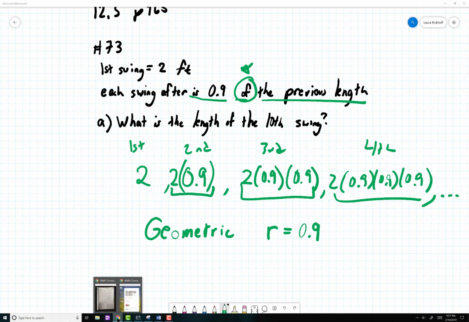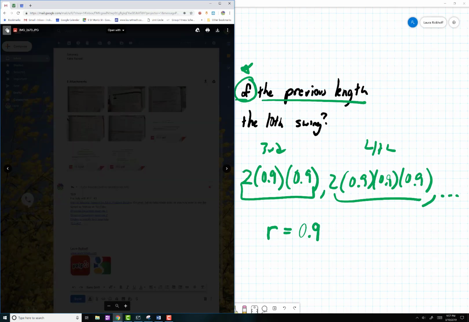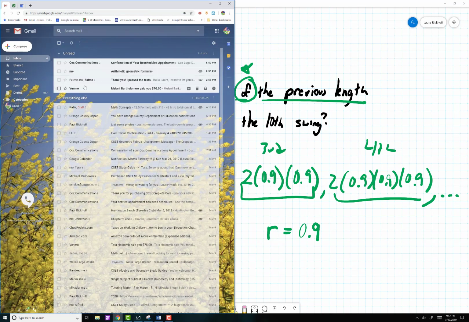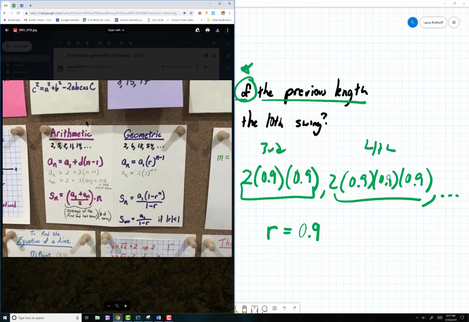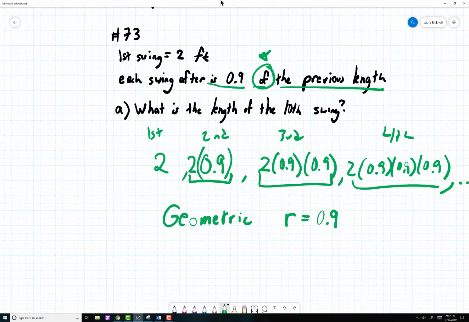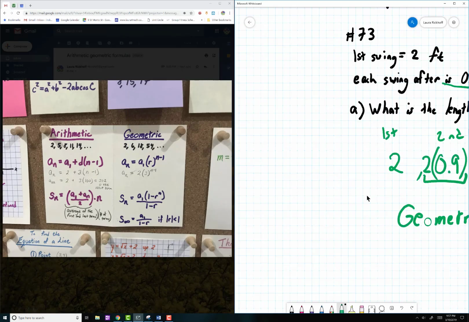And so I'm going to send you this link. Let me get to it. All right, so this is on my bulletin board. These are all the formulas that you're going to need for arithmetic and geometric sequences. So for a geometric sequence, you're going to start with your first term, and then multiply by your common ratio n minus 1 times.